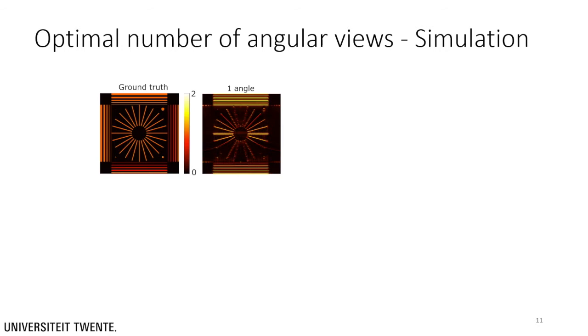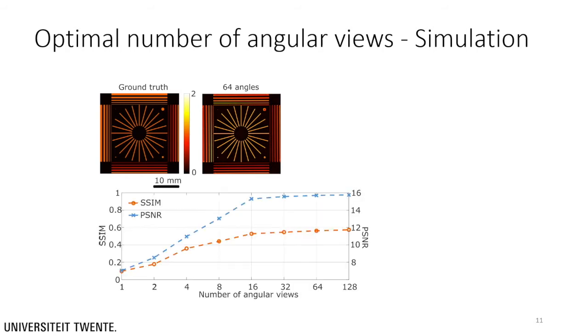This is the reconstruction on the basis of one single view, where we observe that the number of lines is not well visualized. Increasing the number of views until 64, we see a stepwise image improvement. We then compared the reconstructed image quality using the so-called Structural Similarity Index, SSIM, and the peak signal-to-noise ratio, PSNR.